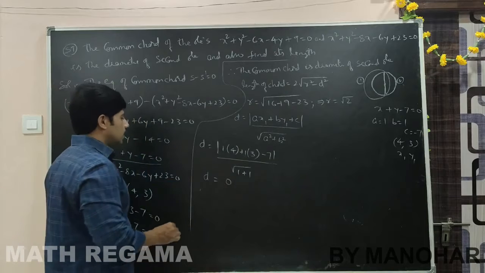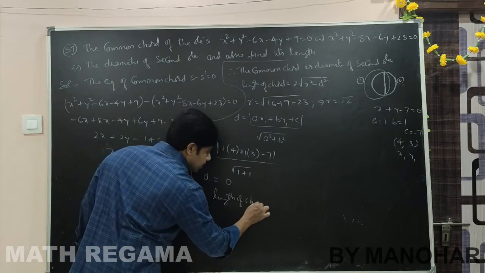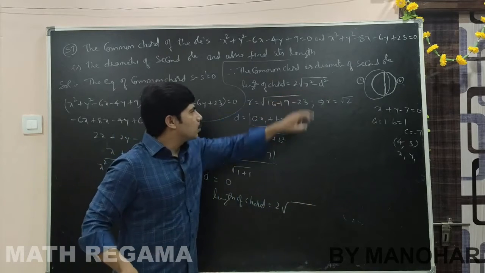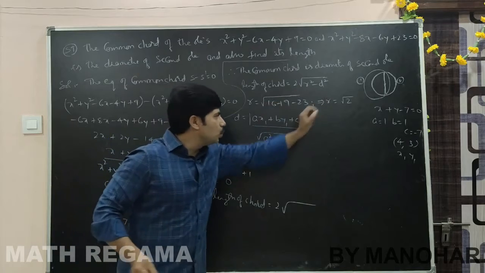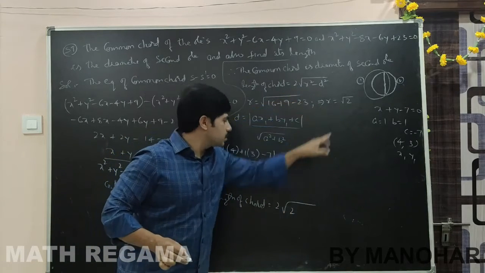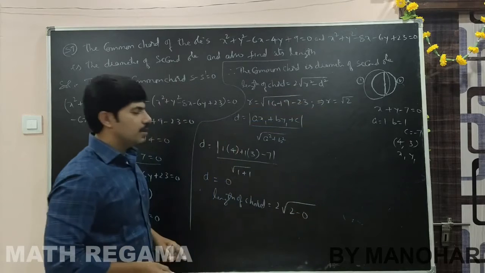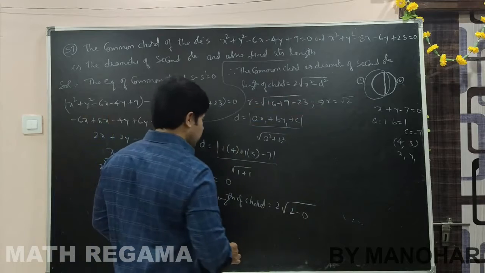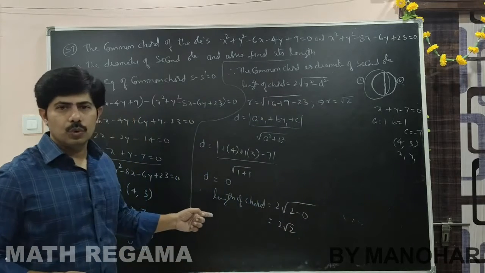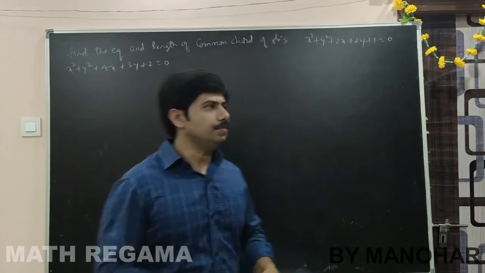Now we will find out the length of chord. So length of chord or length of common chord is same. So length of chord is nothing but 2 into under root of r square minus d square. What is r? R is root 2. So root 2 square will become 2. Understood? R square, I am squaring this. So 2 minus d square, it is 0, right? So 2 minus 0 is 2. So therefore what is length of common chord we get? It is nothing but 2 root 2. So this is completed. Next problem.